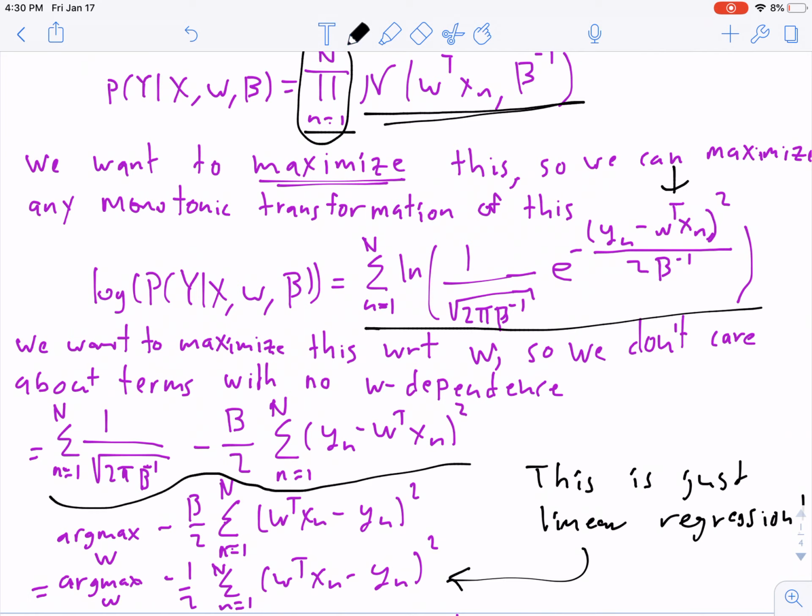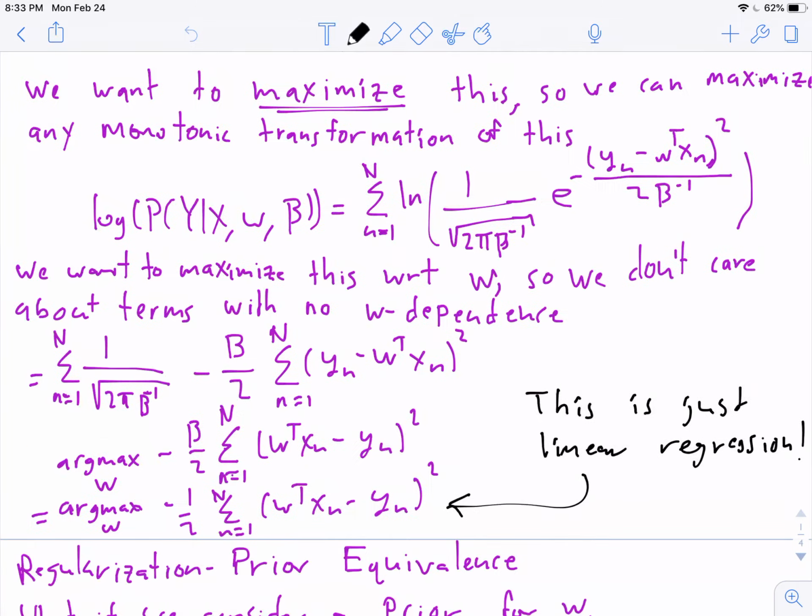Now, an important realization here is we're just trying to maximize this over w, so we don't care about terms with no w dependence. In other words, for this first term right here, if we take another monotonic transformation and subtract this value, and we maximize that over w, that's the same thing as maximizing the log of the likelihood over w, because this doesn't change with different w terms.